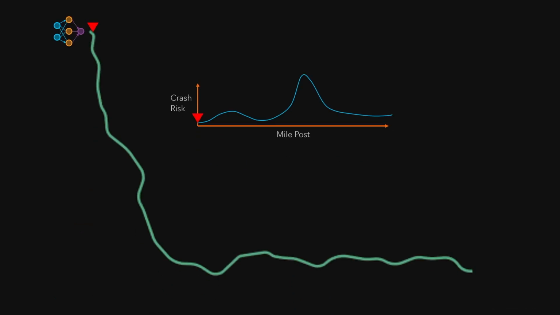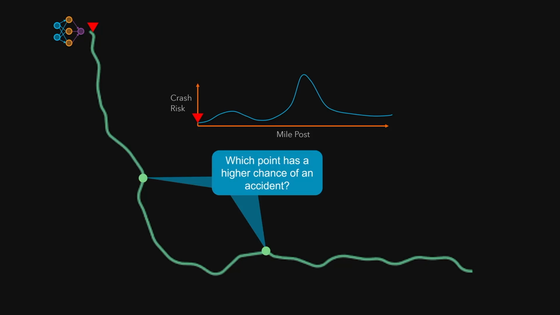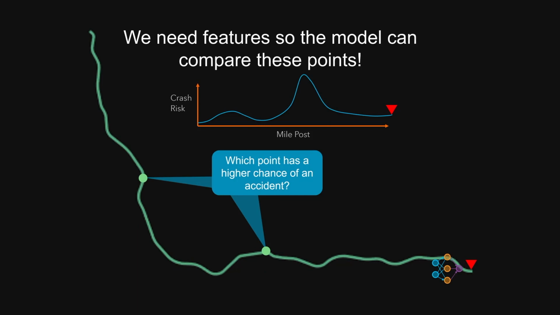Imagine you're looking at this road here, and we want to estimate the crash risk at every point along the road. If I look at these 2 points, can you tell me which one has a higher chance of an accident? Well, enriching these 2 points with various sets of data might allow us to build a machine learning model. Once we have a machine learning model, we can run that on every point along the road and estimate the risk at every milepost. To do this, we need features so that the model can compare these points.